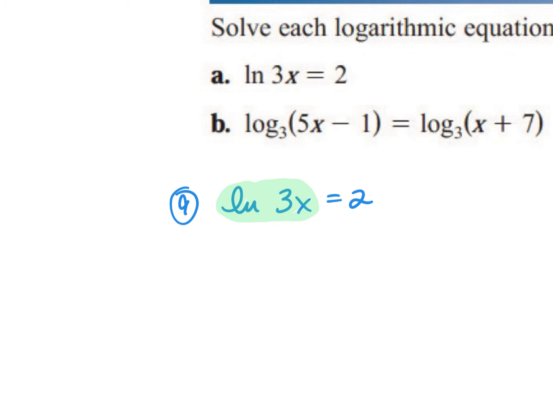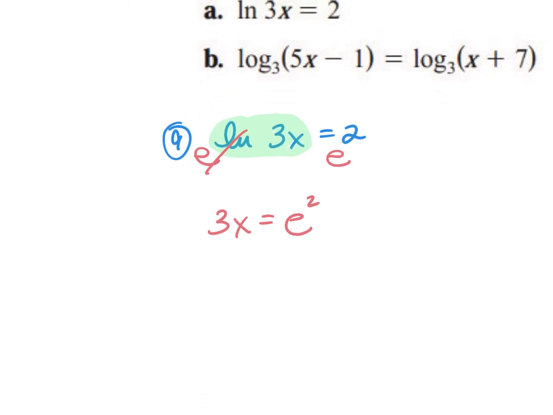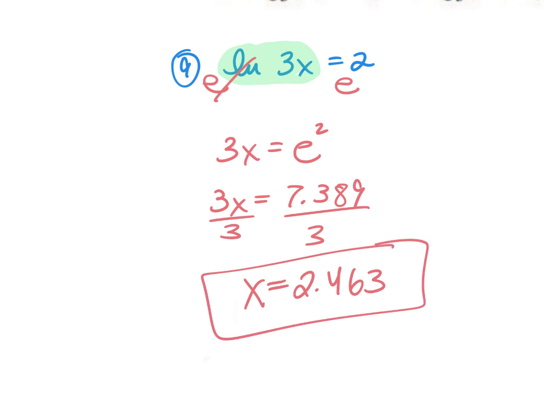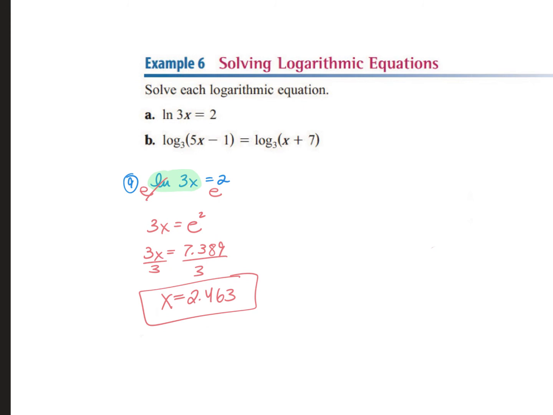So I immediately look at this and I go, oh, well, what is the inverse of ln? e. If I take the e of this side, then I do what? Take the e of this side. So this becomes 3x equals e to the second power. That 2 just becomes your exponent. So guys, in your calculator, what is e to the second power? 7.389. So 3x equals 7.389. And then what do I do? Divide by 3. And x equals 2.463. And what can I do with my answer? Plug it in. Good.